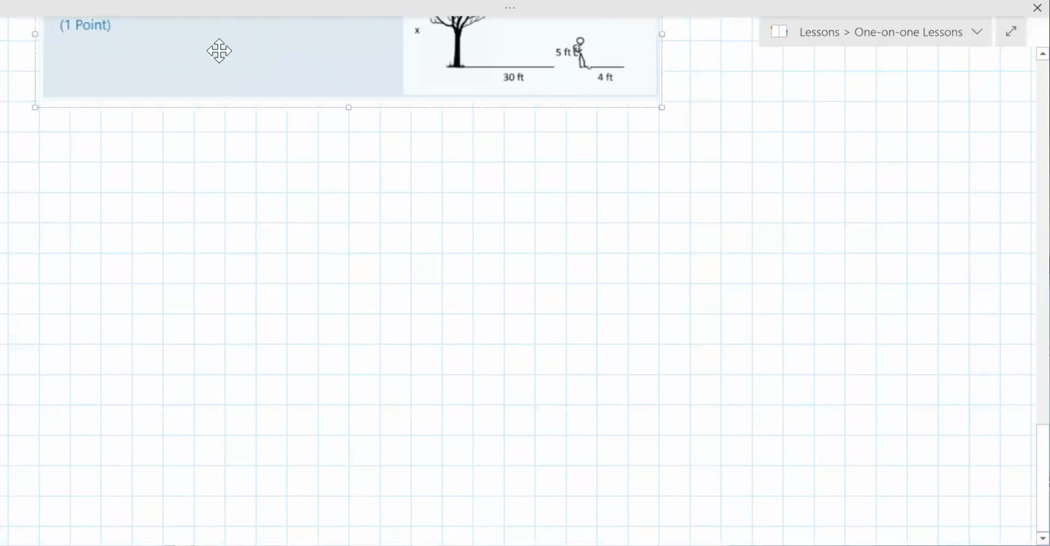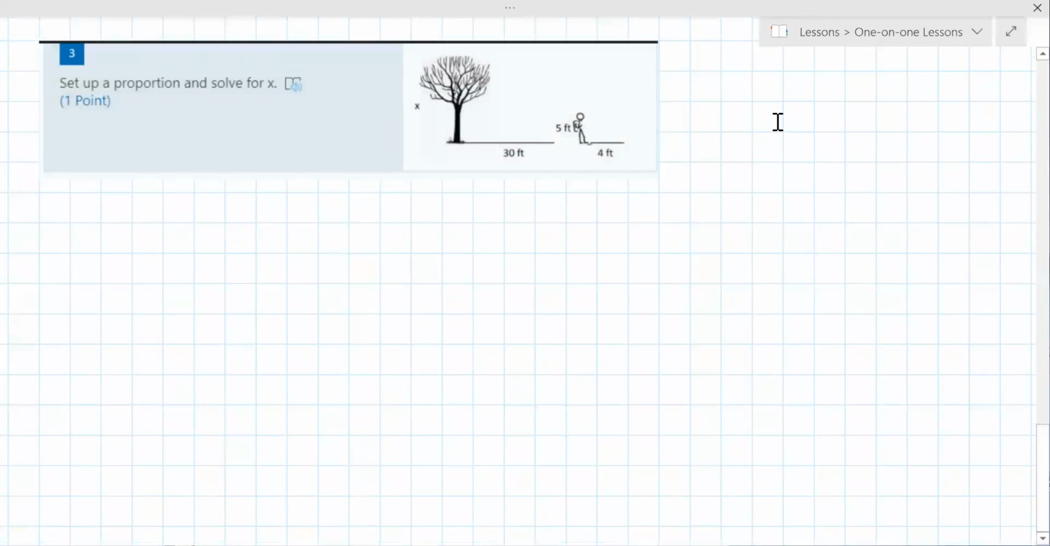Okay, let me just get where this is. So this time they're not giving you the triangle. X is meant to represent the height of the tree. I'm drawing in a triangle. 5 feet is meant to represent the height of the person. I'm drawing another triangle in. These are right angles. These are right angles. They're using a variation on ASA similarity. No, SAS similarity, to build the proportion.